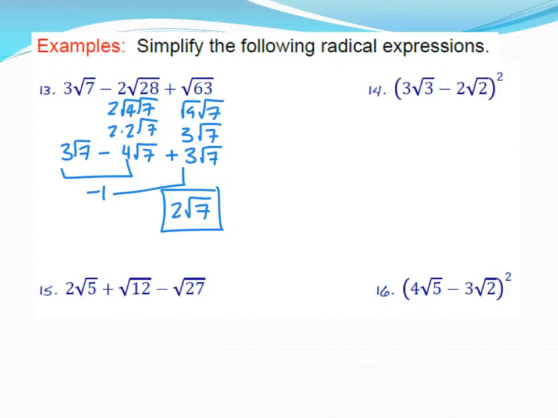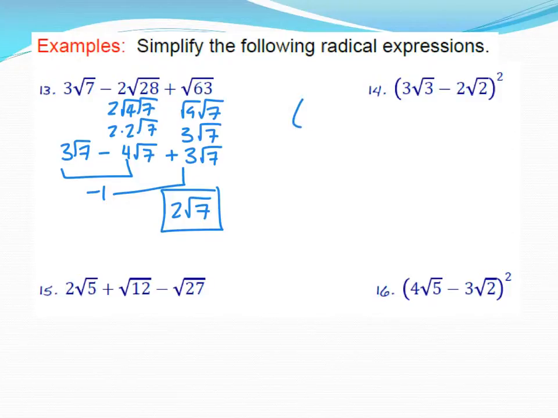Number 14, we have 3 radical 3 minus 2 radical 2. Notice we have this to the second power. Ooh, sassy, S-A-S-S-Y. How the heck do I simplify this one when we throw a power in here? Okay, what does that exponent mean? What does the power 2 mean?